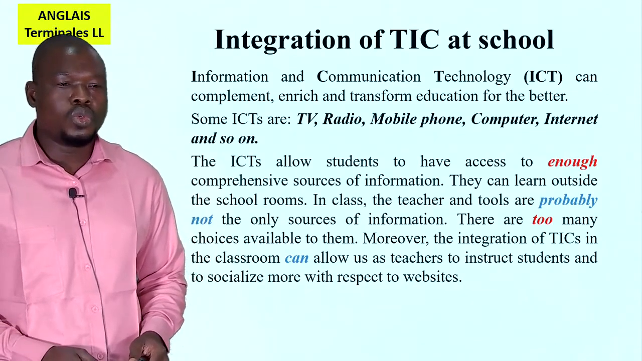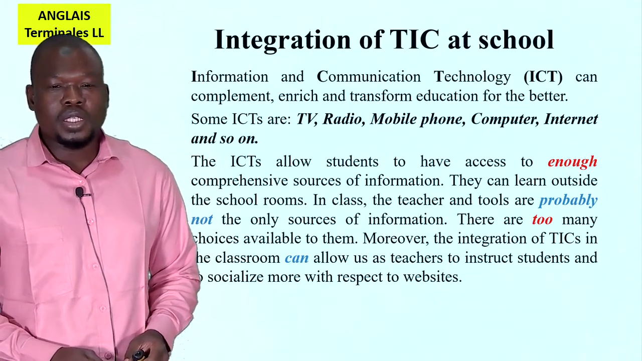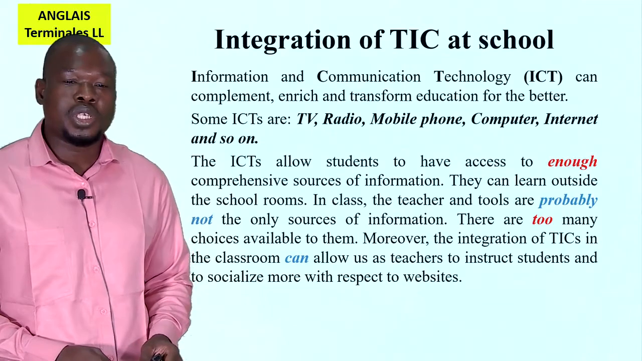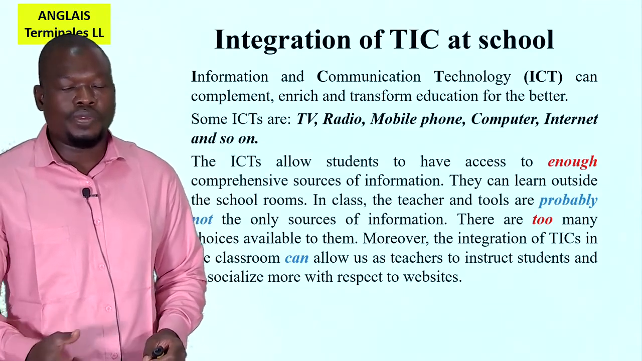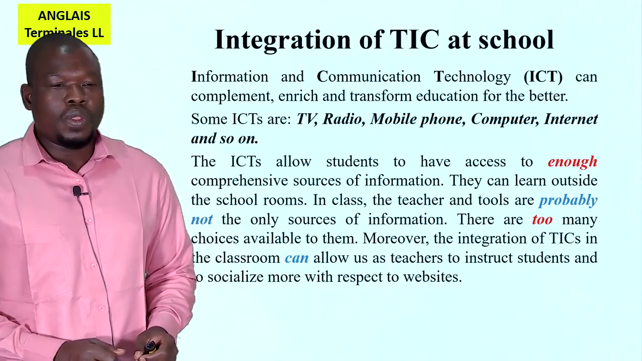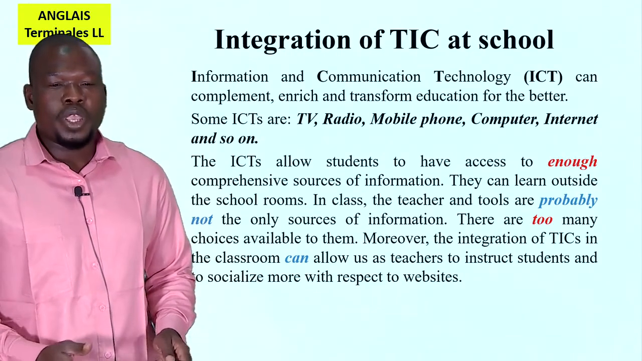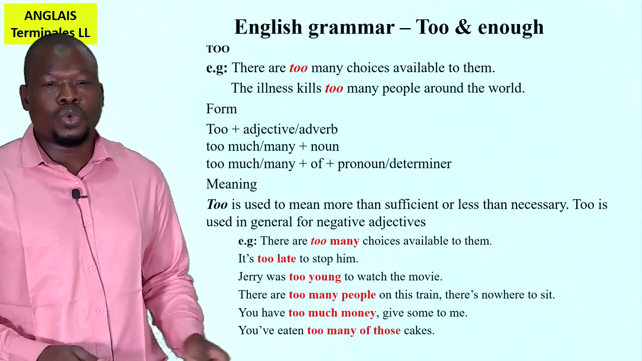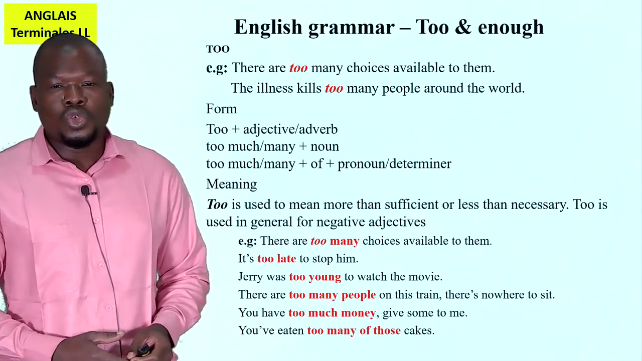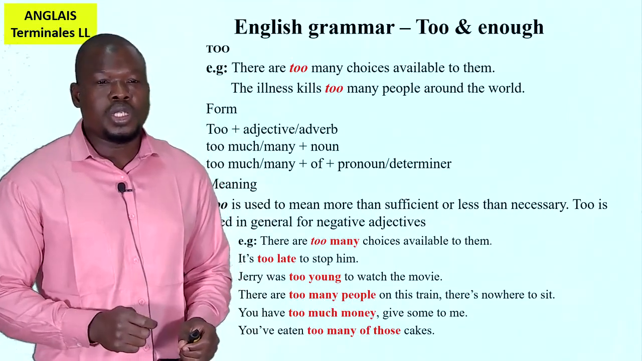Let's come back to two sentences. The first one is, the ICTs allow students to have access to enough comprehensive sources of information. This is the first sentence. The second, there are too many choices available to them, which will move us to the grammar lessons, too and enough. Too. Example, there are too many choices available to them.